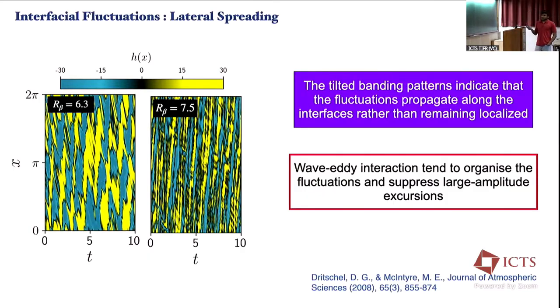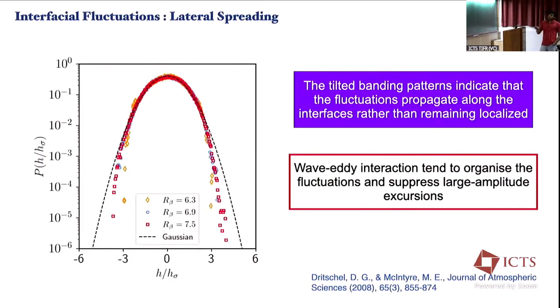And this can be explained using wave-eddy interaction. Actually, Rossby wave elasticity and Rossby wave radiation stresses are responsible for this. What they do is they couple or correlate the fluctuations, and in this way they can suppress the large amplitude excursions, which is also evident from the probability density function of the height field. Here you see a sub-Gaussian PDF, which basically means that the large amplitude fluctuations are suppressed.